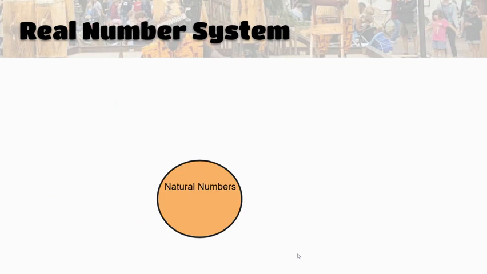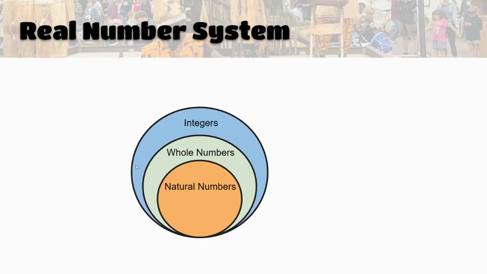So our Venn diagram, we start with the natural numbers. Remember, that's our counting numbers. And then from the natural numbers, we build off to the whole numbers. So looking at this image, you can see that the natural numbers are completely inside the whole numbers. So if something is a natural number, it is also a whole number.